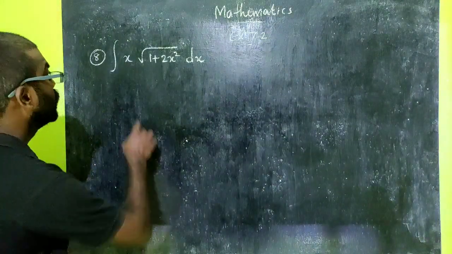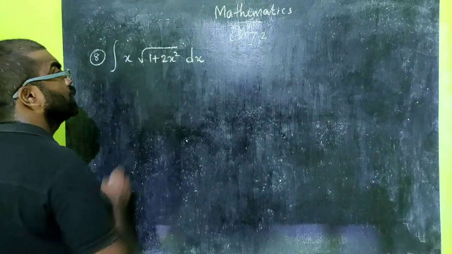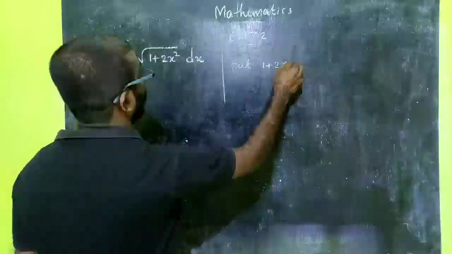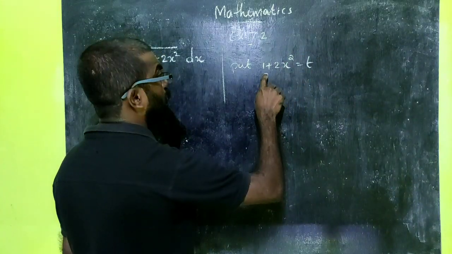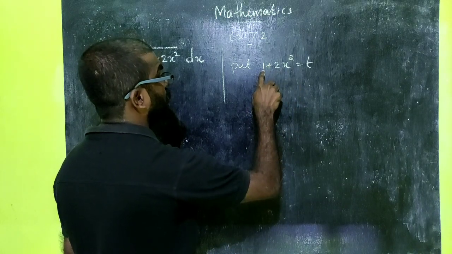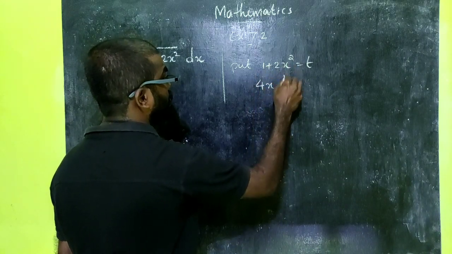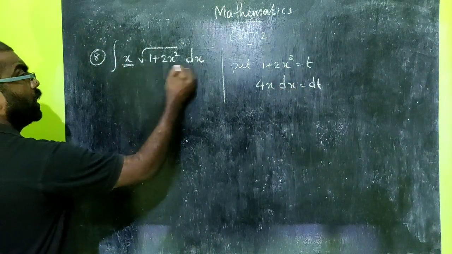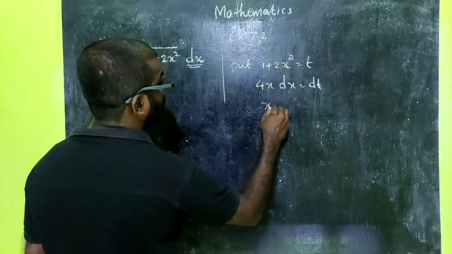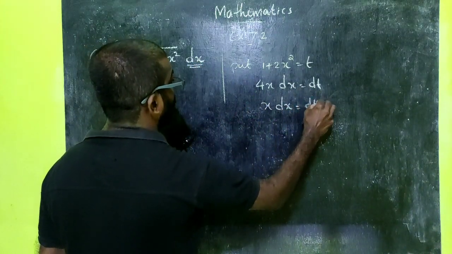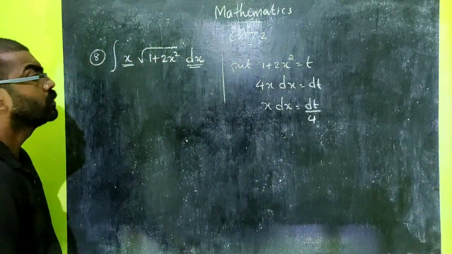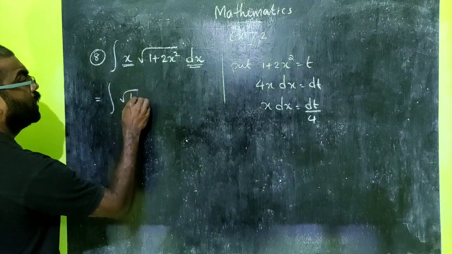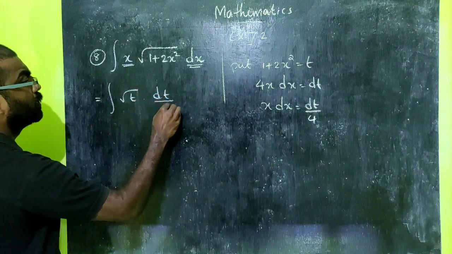Here the next question is integral x into root of 1 plus 2x square dx. So here we can put 1 plus 2x square equal to t, and we can take the derivative. Derivative of 1 is 0, 2 2s are 4. 4x dx is equal to dt. Here only x dx is present, so this 4 we can divide. x dx is equal to dt by 4. Clear? And which is equal to integral root t into dt by 4.